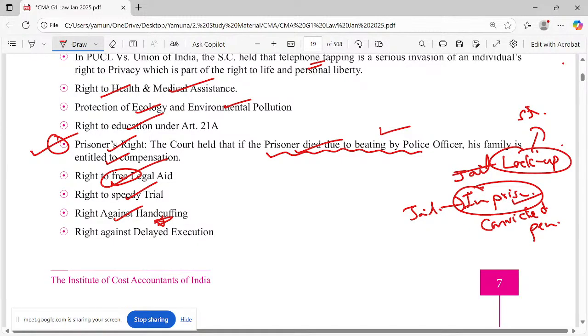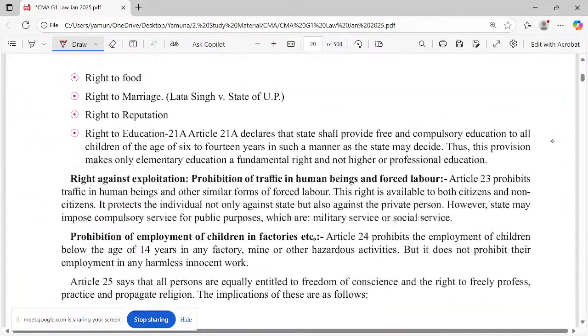ஒரு சில கேசஸ் வந்து போலீஸ் ஸ்டேஷன்ல உட்கார கூட விட மாட்டாங்க. You should not sit. ஒரு சில கேசஸ்ல பாத்தீங்கன்னா முட்டி போட்டு உட்கார சொல்லுவாங்க. Like half sitting posture உட்கார சொல்லுவாங்க. Okay, trousers எல்லாம் கட்டிட்டு. So that's there. That's depending on what crime you have committed. Right against delayed execution. Yes, that's also there.